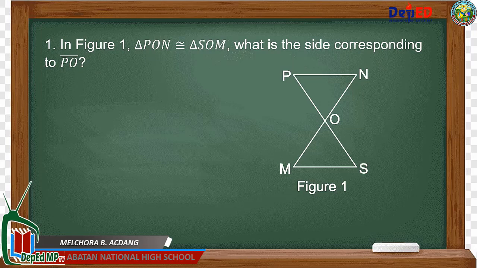In Figure 1, triangle PON is congruent to triangle SOM. What is the side corresponding to line segment PO? Letter A, line segment SO. Letter B, line segment OM. Letter C, line segment ON. And letter D, line segment SM.